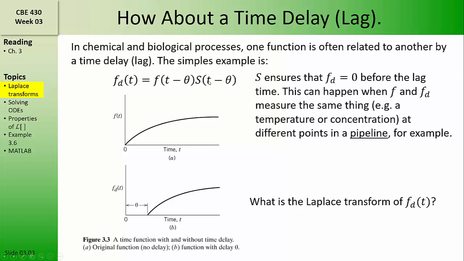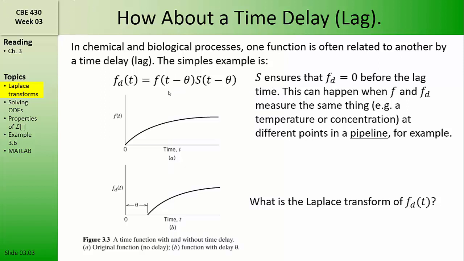So this step function u of t minus theta takes a value of 0 for all t less than theta, and a value of 1 for all t greater than theta. It's essentially a switch that turns f of t minus theta off before t equals theta and on when t is equal to or greater than theta.